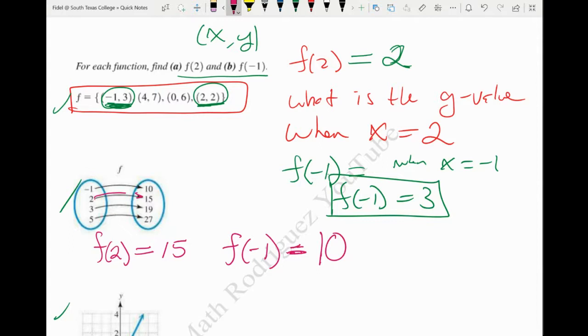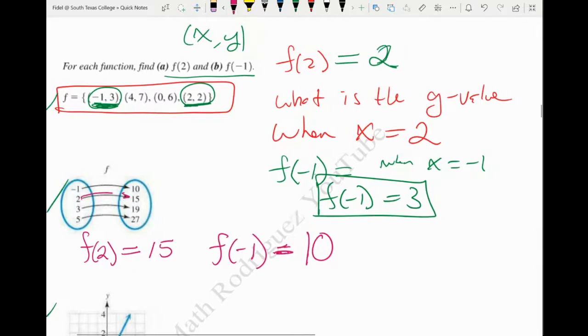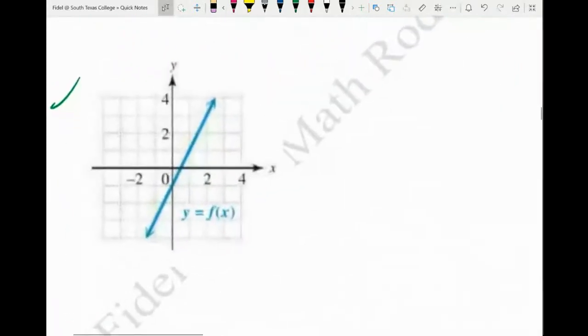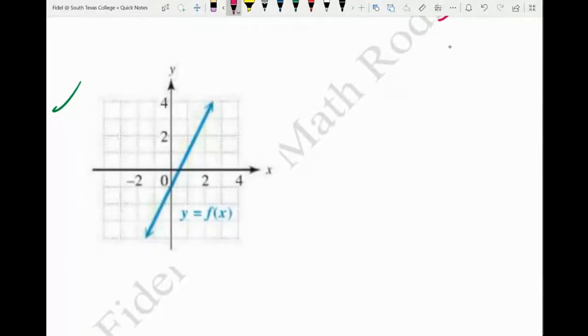I'm still finding the same values, f of 2 and f of -1. And what I'm going to do is zoom in here. So we're going to find f of 2. Remember what we said this means? This means, what is the y value when x is equal to 2? So here's my x-axis. I'm going to do this in red so you guys can see a little bit better. I'm going to cruise along my x-axis until x is equal to 2.